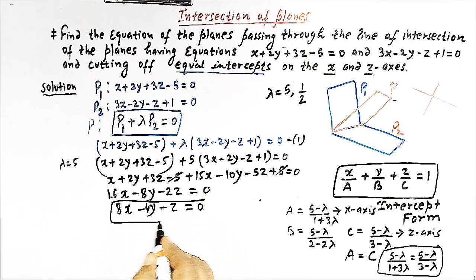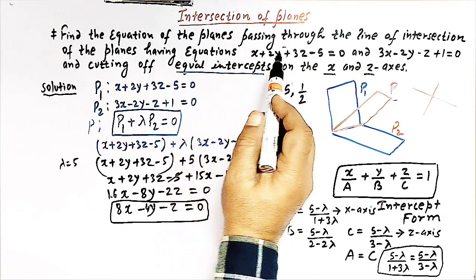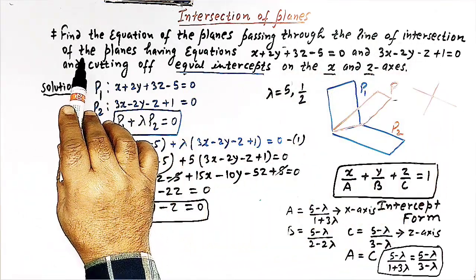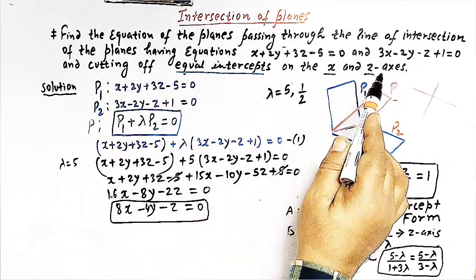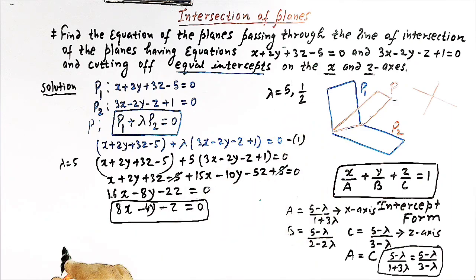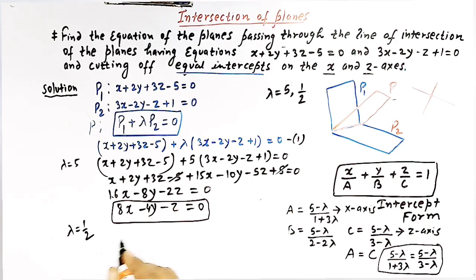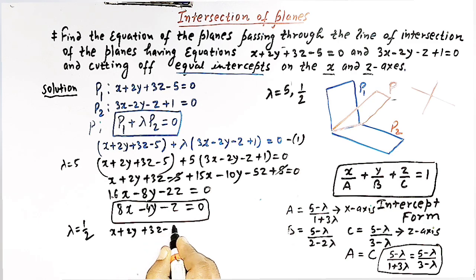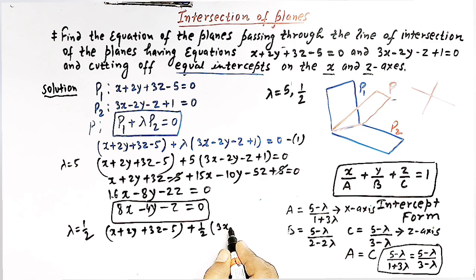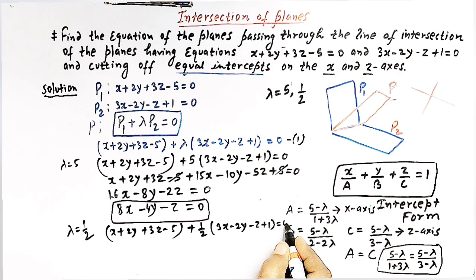So this is the first equation of the plane passing through the line of intersection of these two planes and cutting off equal intercepts on the x and z axis. Now let us substitute lambda is equal to half in this equation number 1. So now we have x plus 2y plus 3z minus 5, plus half times (3x minus 2y minus z plus 1) is equal to 0.